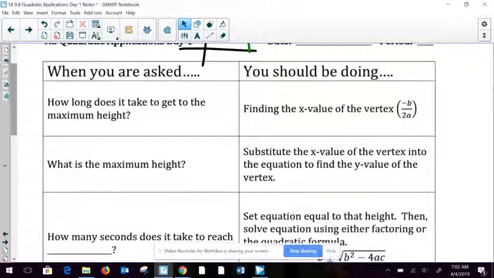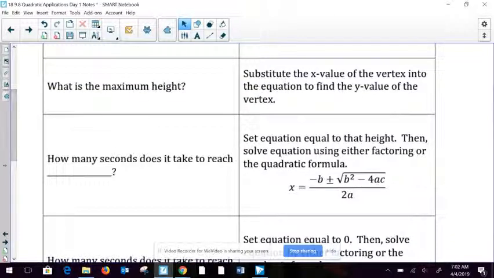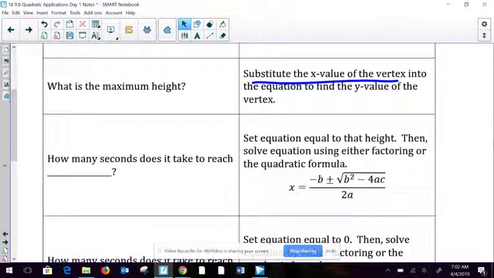If it asks you what is the maximum height, again, sorry about that, it's asking what is the y value of the vertex. So you have to substitute in the x value of the vertex to get the y value. Then it will ask you questions like, how long does it take? How many seconds would it take to reach whatever it is? So that's where you have to set the equation equal to that height, whatever that height may be, and then solve it for 0 and use the quadratic formula.